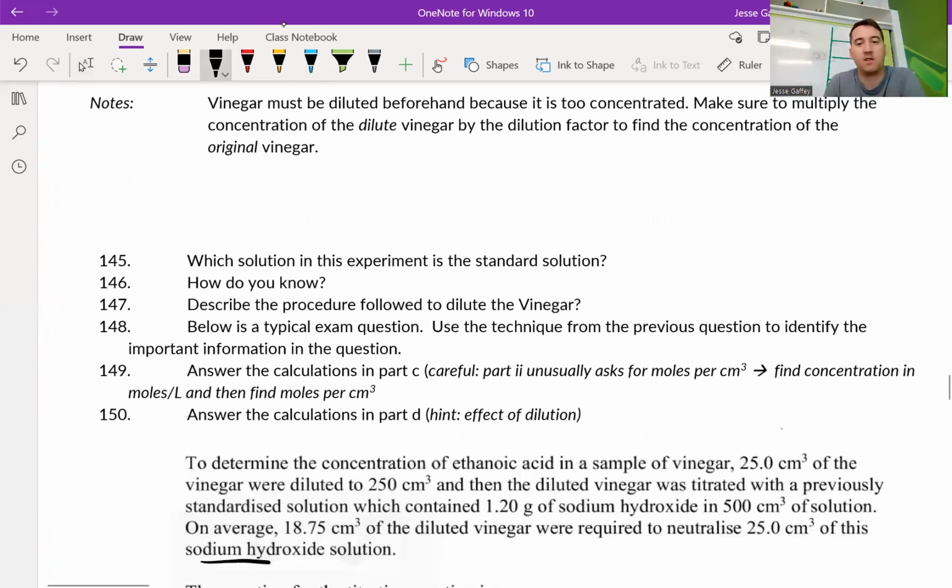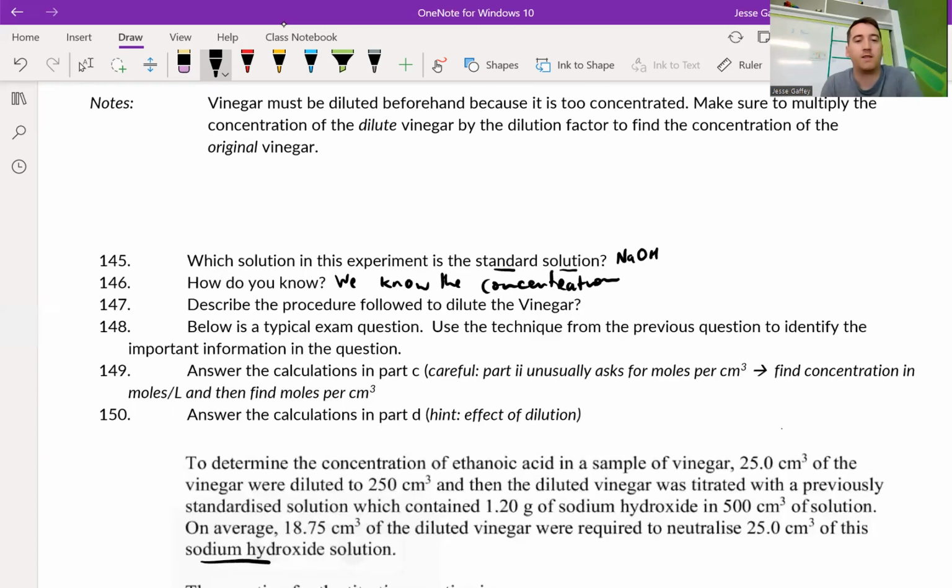You should know at this stage that a standard solution means that you know the concentration. In this question, the ethanoic acid is what we're trying to find, so we must know the concentration of the NaOH, the sodium hydroxide, the base. How do you know? Well, standard means we know its concentration, or we can work it out.